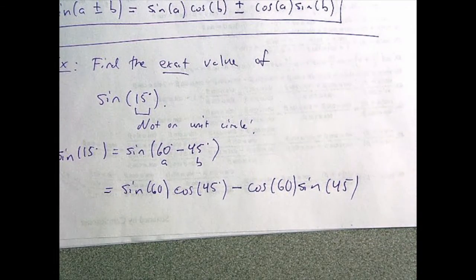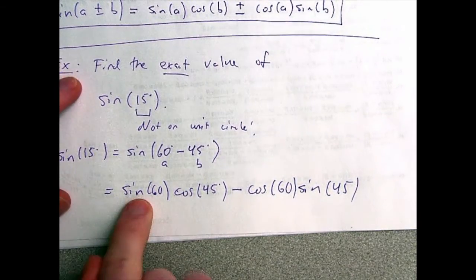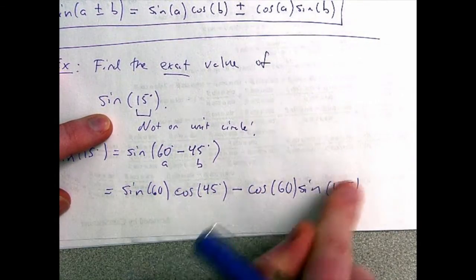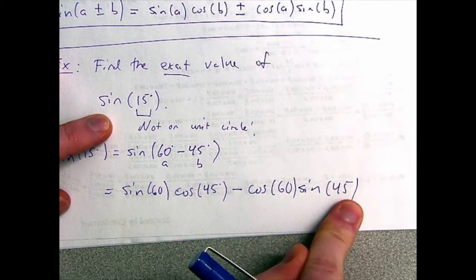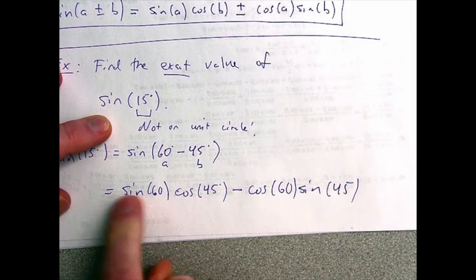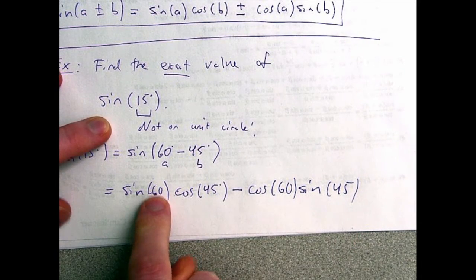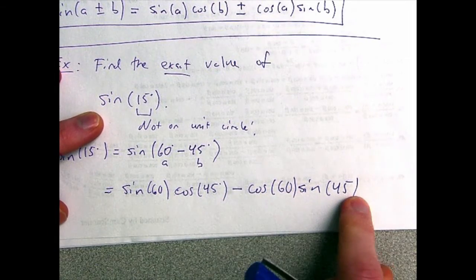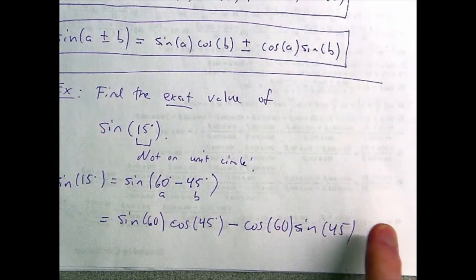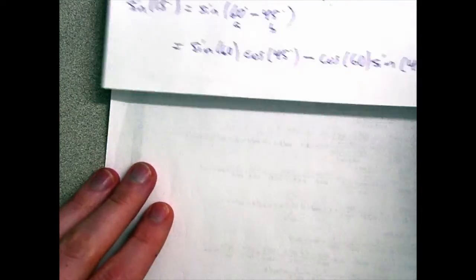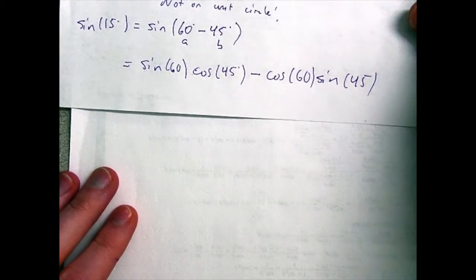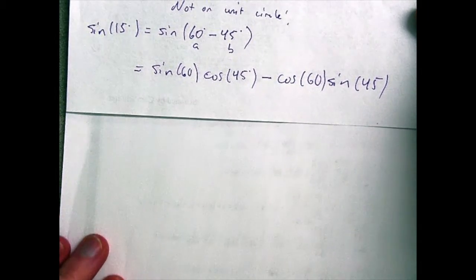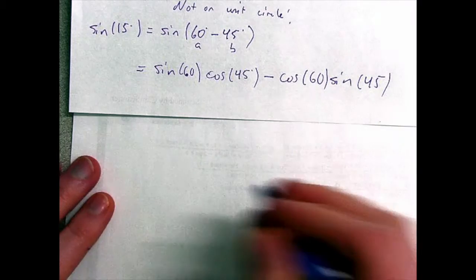Now the great thing about this is that every expression in this whole mess can actually be evaluated. Sine of 60, we know what that is. Cosine of 45, we know what that is. Cosine 60, we know what that is. Sine 45, we know what that is. So now we proceed to evaluate each of those expressions, and we will wind up with an exact value of sine 15 degrees. So what do we have?